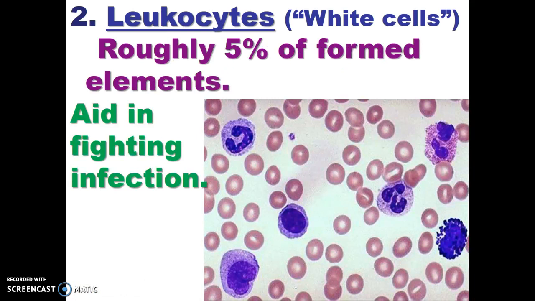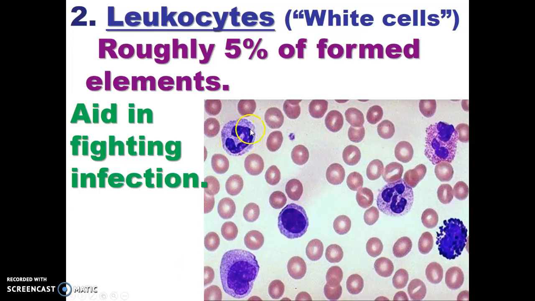Leukocytes, or white blood cells, form roughly 5% of the formed elements. You can see in the slide that those leukocytes make up more than 5% of the slide. That's because that came from someone with leukemia, which is white blood cell cancer. And there you can see 3 neutrophils, the most common white blood cell.